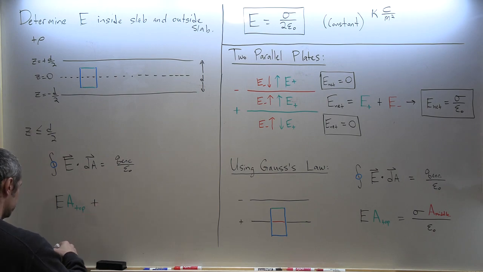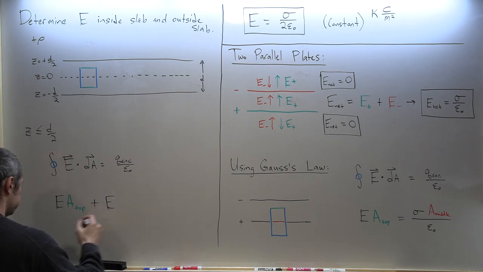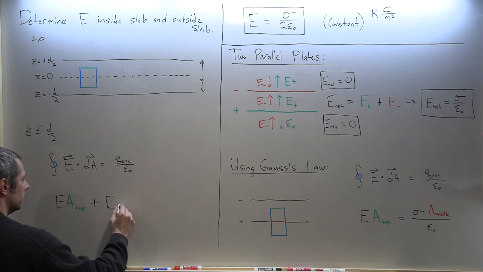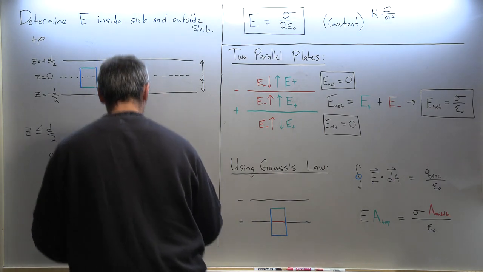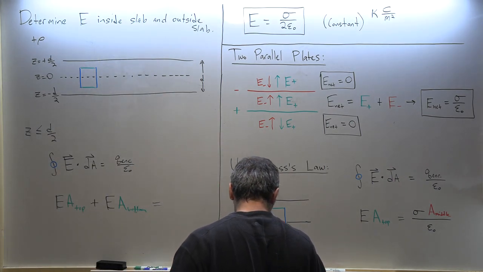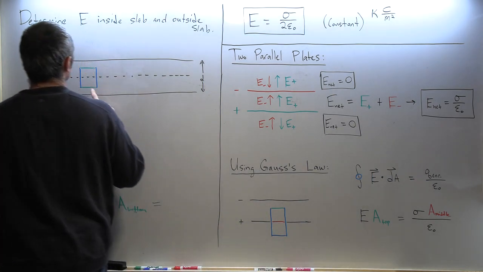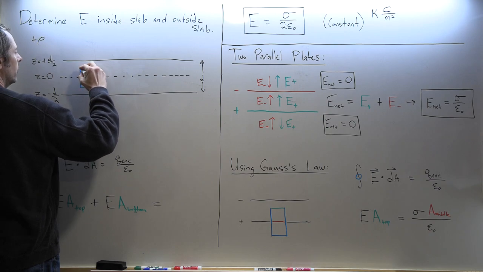plus E, area on the bottom, equals Q enclosed. Now, what's the charge enclosed? It's basically all the charge that's inside my Gaussian box. So it's this.